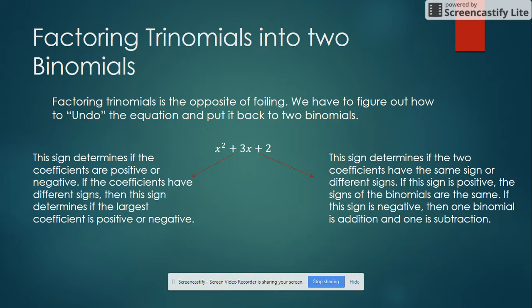If the coefficients have different signs, then our first sign determines if the largest coefficient is positive or negative. If our first sign is positive, then our largest coefficient is positive. If our first sign is negative, then our largest coefficient is negative.